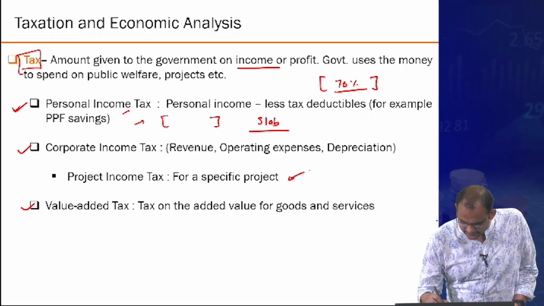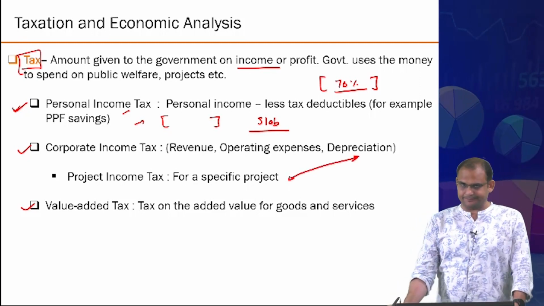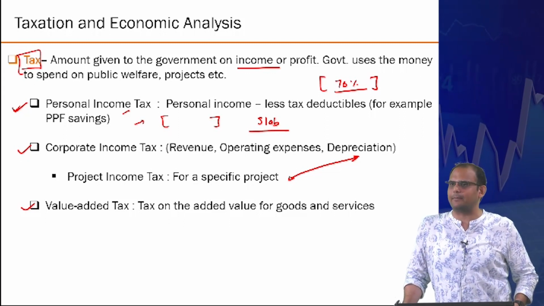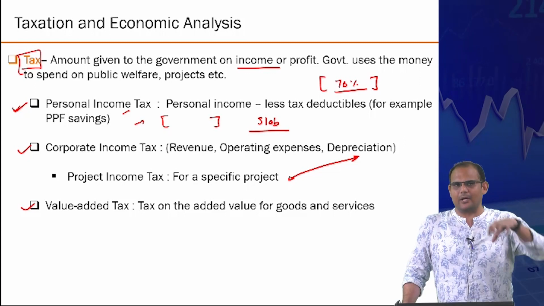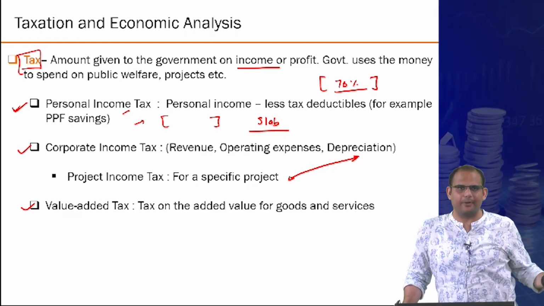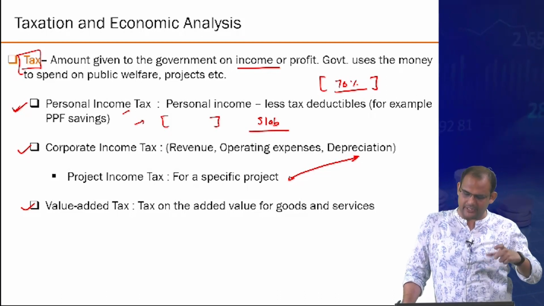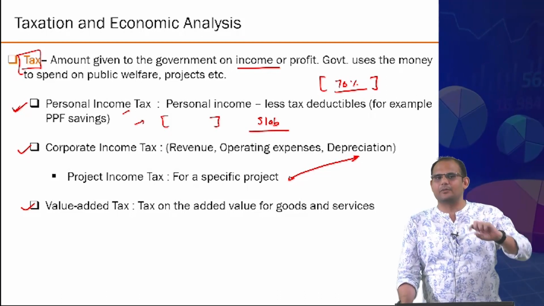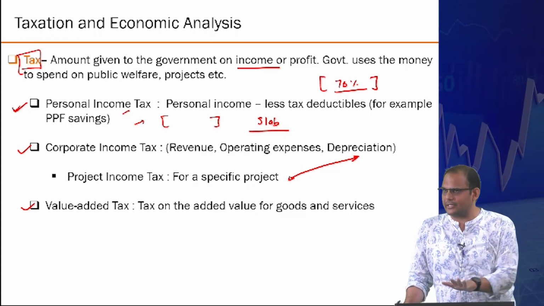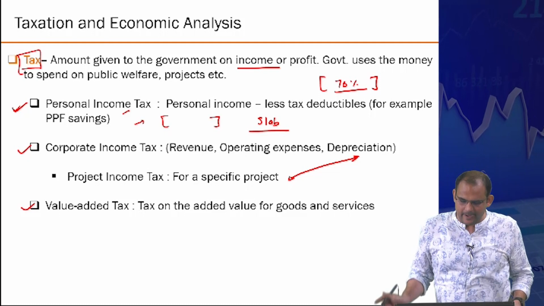Similar concept is something called a project income tax, which is a concern for us because construction companies are typically project-based companies. Each company is at the same time doing multiple projects across different parts of India. So how the calculation of project income tax happens versus how corporate income tax happens is slightly different. We will look into those differences in the examples here.